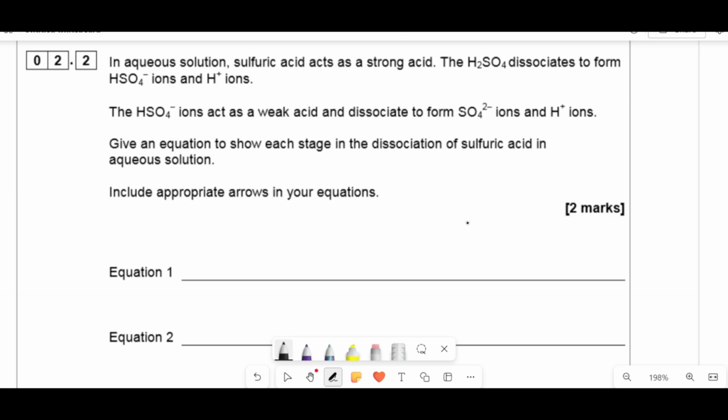In aqueous solution, sulfuric acid acts as a strong acid. The H2SO4 dissociates to form HSO4- and H+ ions. The HSO4- ions act as weak acids and dissociate to form SO4 2- and H+ ions. Give an equation to show each stage in the dissociation of sulfuric acid and include appropriate arrows in your equations.